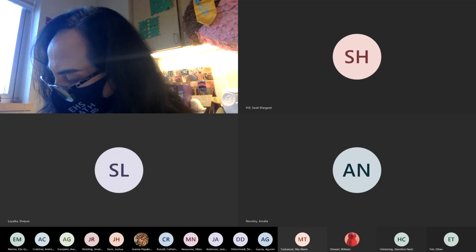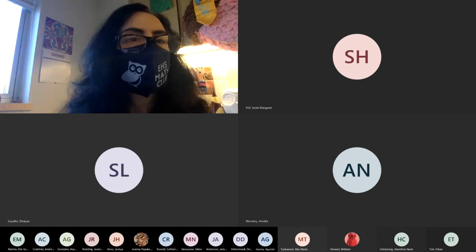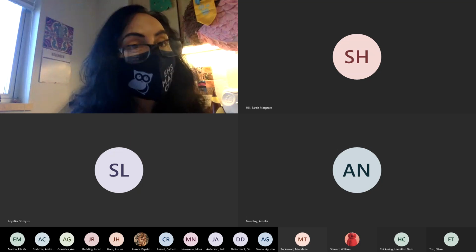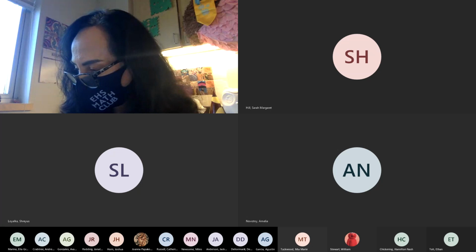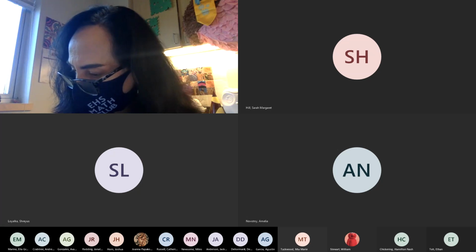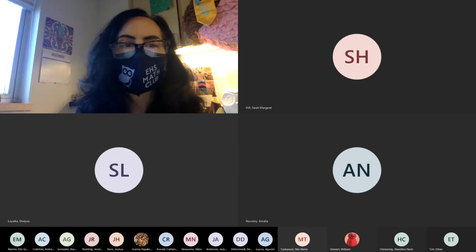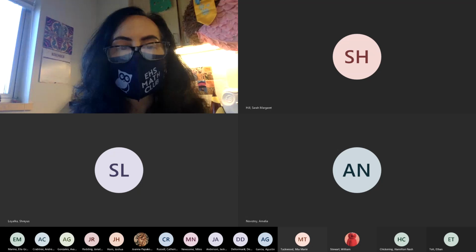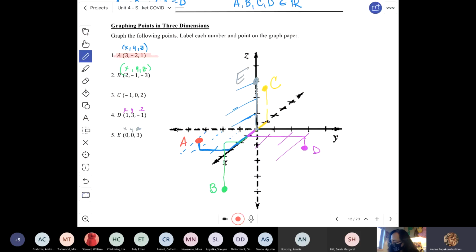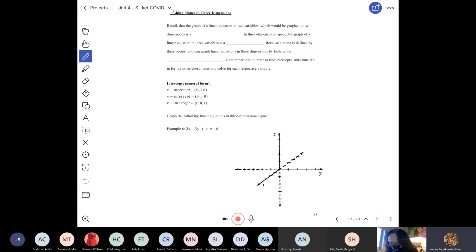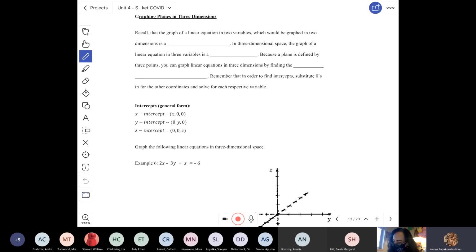We've plotted a point, but now we're not going to be necessarily graphing lines. We're going to be graphing planes. So let's go back to our notes and talk about graphing planes. If you recall, the graph of a linear equation in 2 variables would be a line. In 3 space, the graph of a linear equation in 3 variables is a plane.